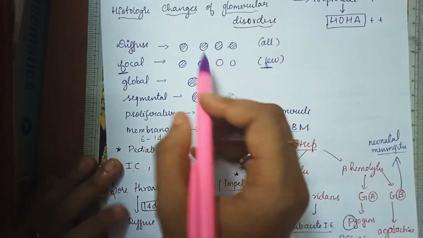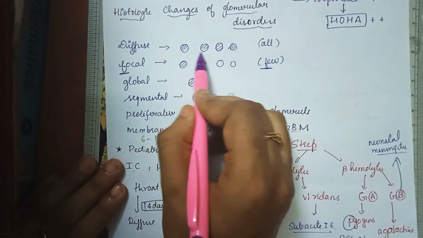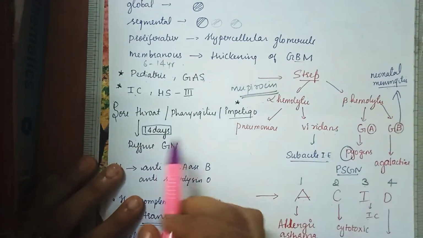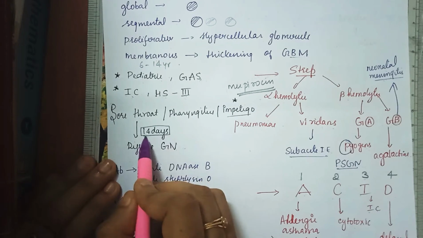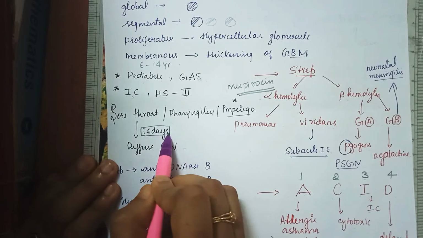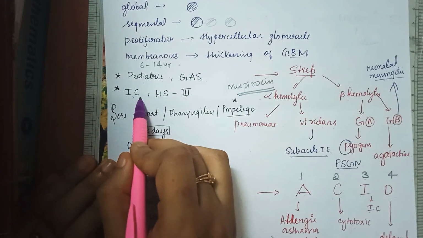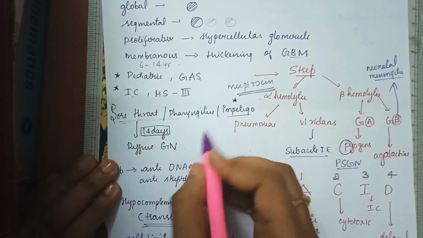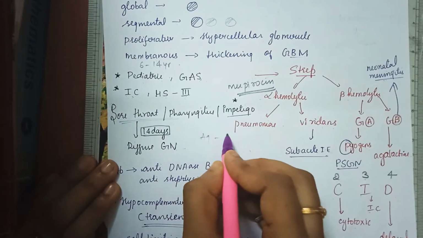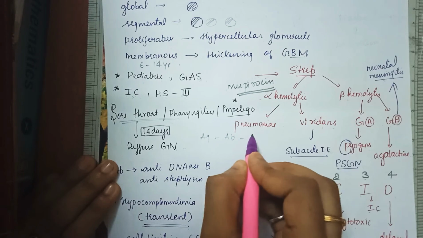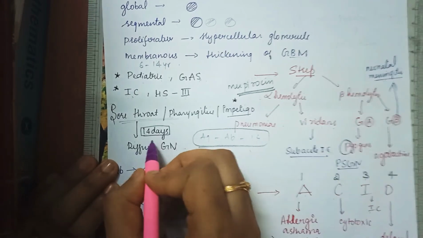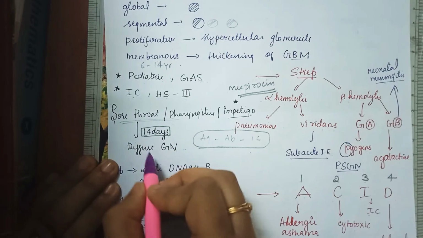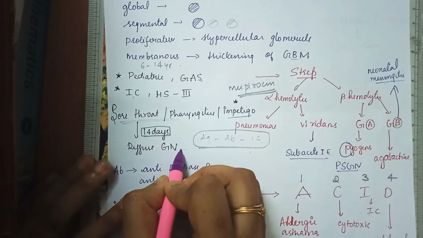I have told you, when I say the word diffuse it means all the glomeruli are involved. So he presents with diffuse glomerulonephritis. Now the question is, why is there a gap of 14 days? This is because it is immune complex mediated. First there is the antigen. After the antigen comes, there should be formation of antibody, then formation of immune complex. So basically all this takes time, therefore there is a gap of 14 days. Then you can see diffuse glomerulonephritis.